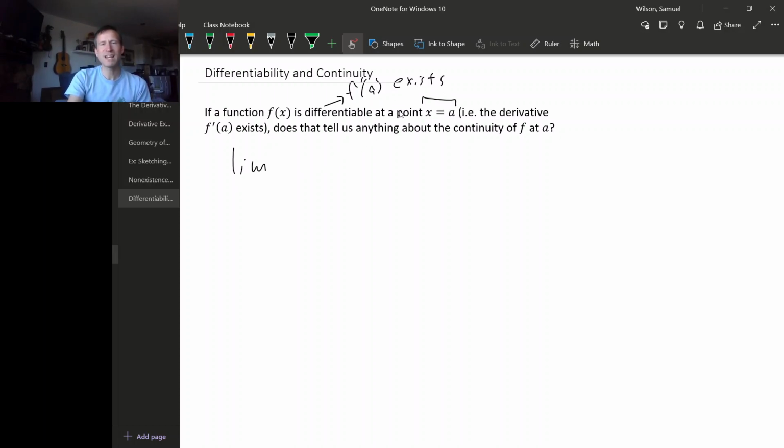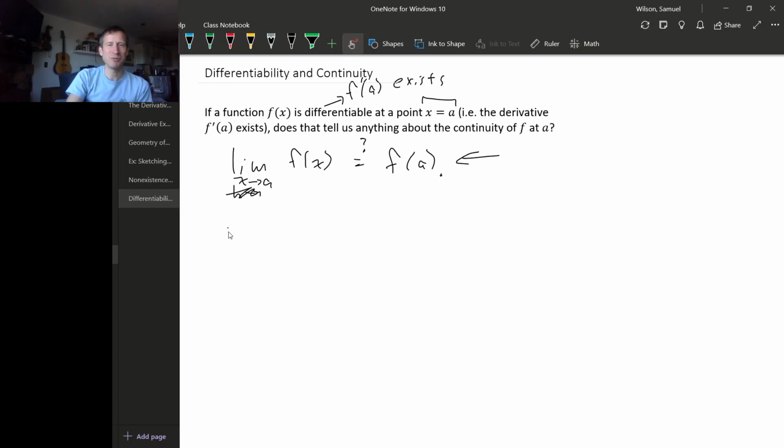So we kind of think that if f prime of a exists, then the function should be continuous at a. So the limit as x goes to a of f of x, we think this should be f of a, right? Because this is what continuity means. This is the definition of continuity at a. But how could we prove this?